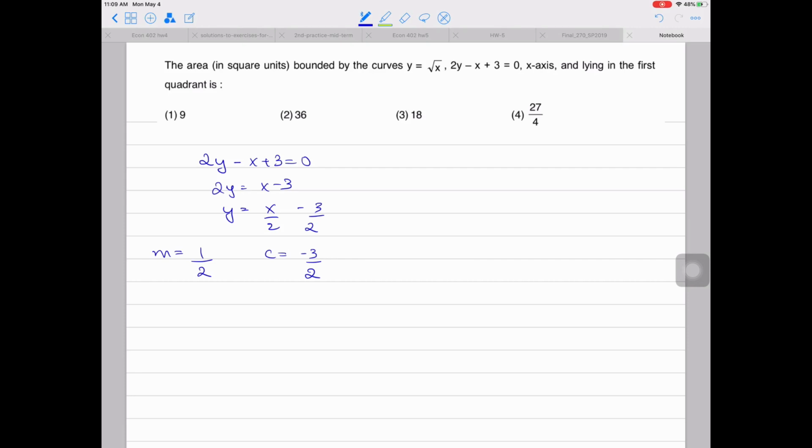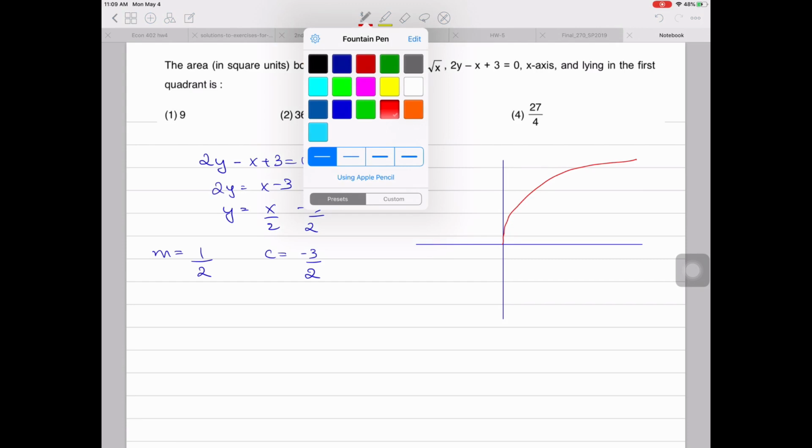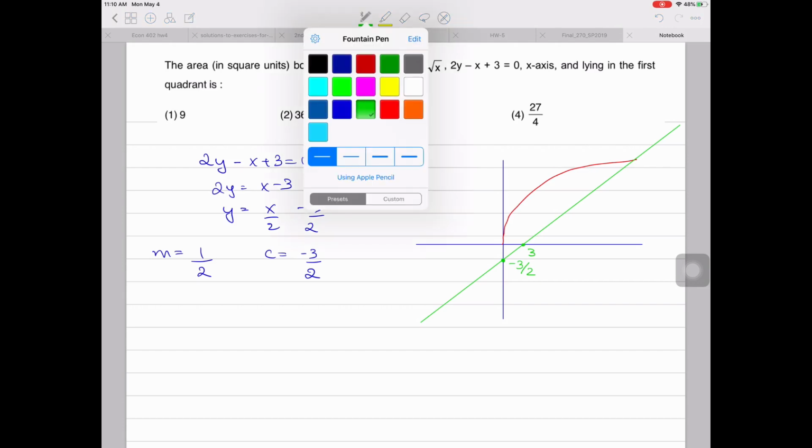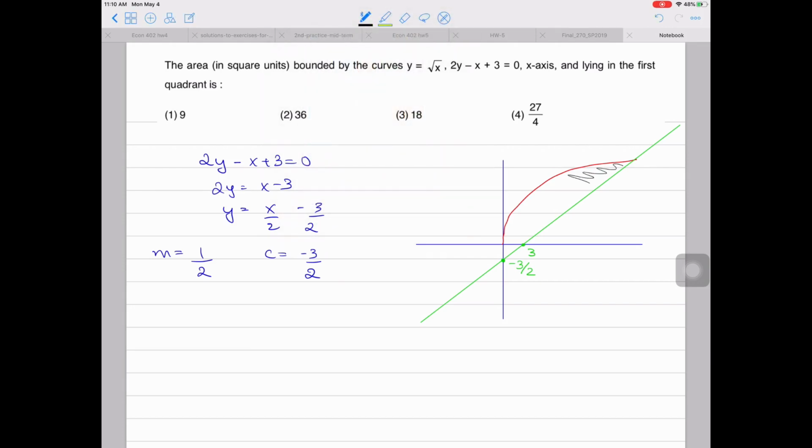Let's try to show this in a graph. So the parabola looks like this, y equals under root x, and our line looks something like this, where the y-intercept is minus 3 over 2. And the x-intercept is evident from the equation, should be 3. So now we need to find the area between these two curves and the x-axis, which means this shaded area. We need to find the area of this shaded region.